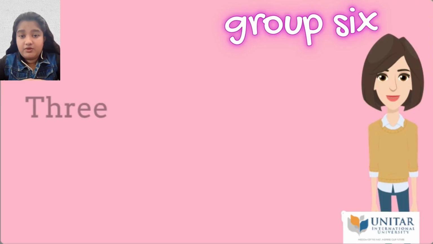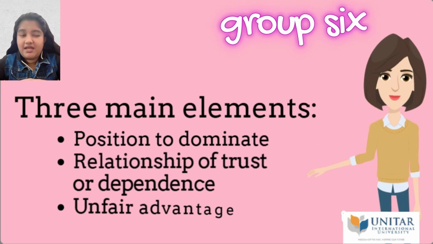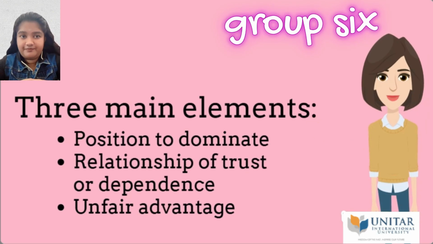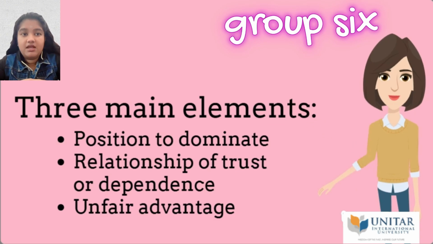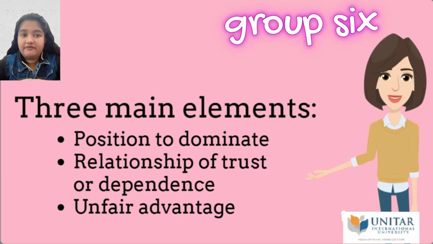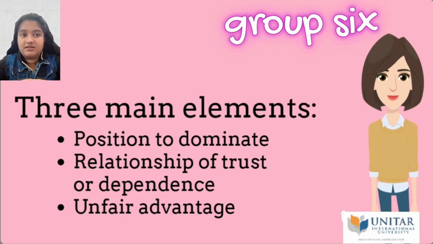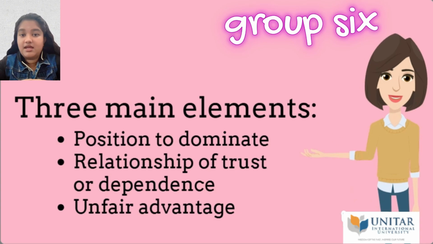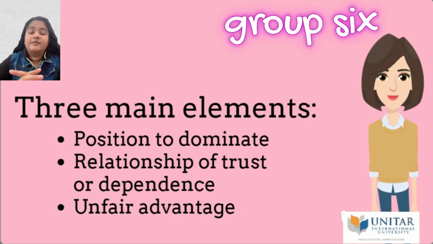To prove undue influence, there are three main elements. One is position to dominate, for example, a parent over a child, a religious leader over a follower, or a solicitor over a client. Second, a relationship of trust or dependence. And the third is unfair advantage, such as buying property at an extremely low price.